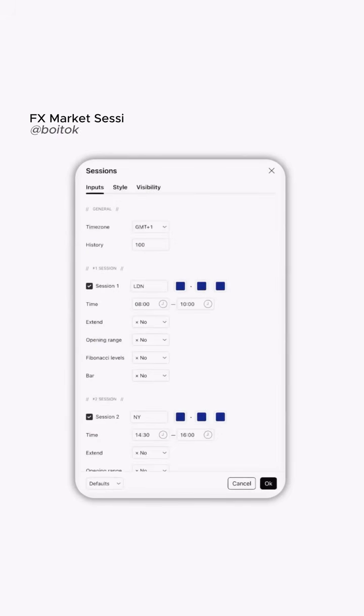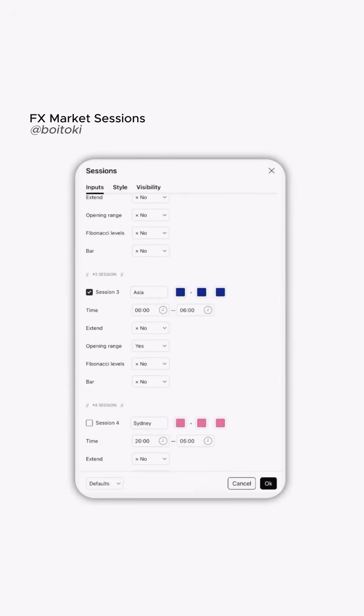So the first thing you need to do is to download the sessions indicator. This one's called FX Market Sessions. Once you've downloaded the indicator, I want you to open up the settings, input your Asia session, which is from midnight till 6 a.m. That's in British Standard Time.